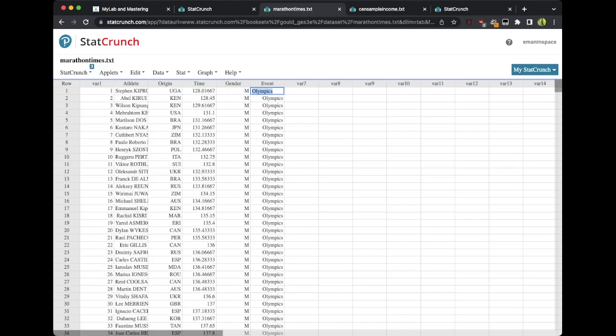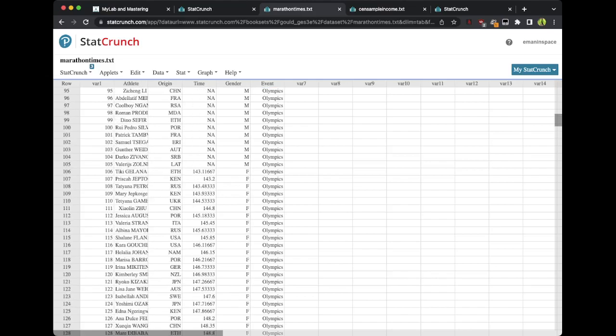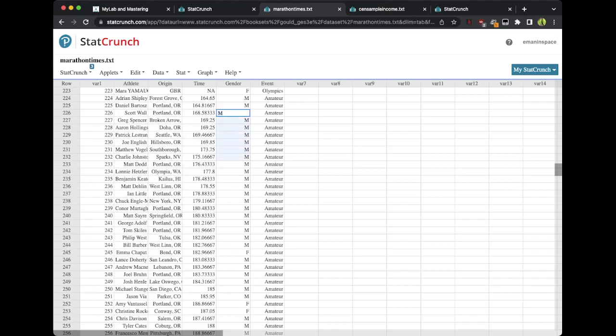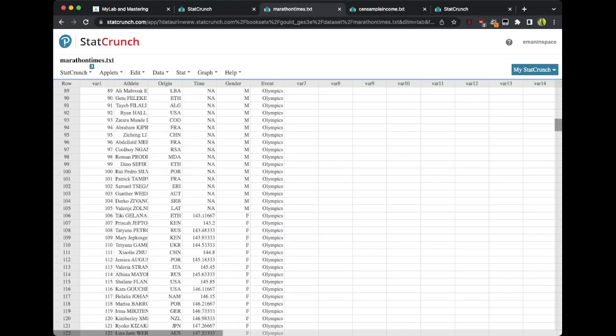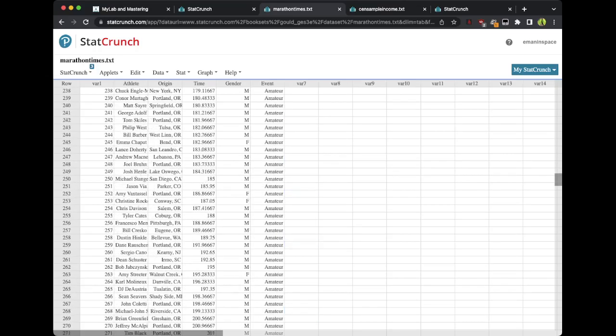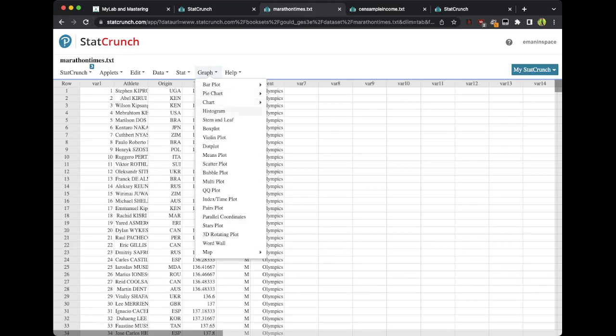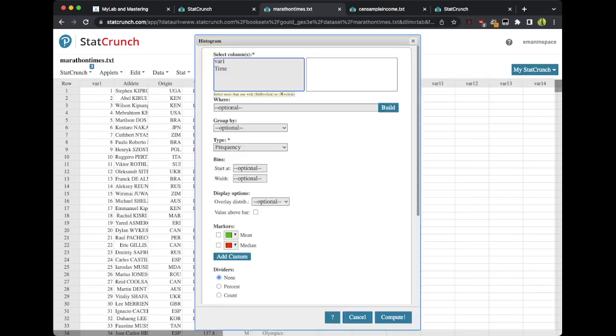So if you scroll down, you can see there's a lot of males and females at the Olympics, and then there's a lot of males and females who are amateurs. So this data has Olympic athletes as well as people who just run marathons for fun, basically. Okay, so we're going to go graph, and we're going to go to the histogram, and we're going to look at their times.